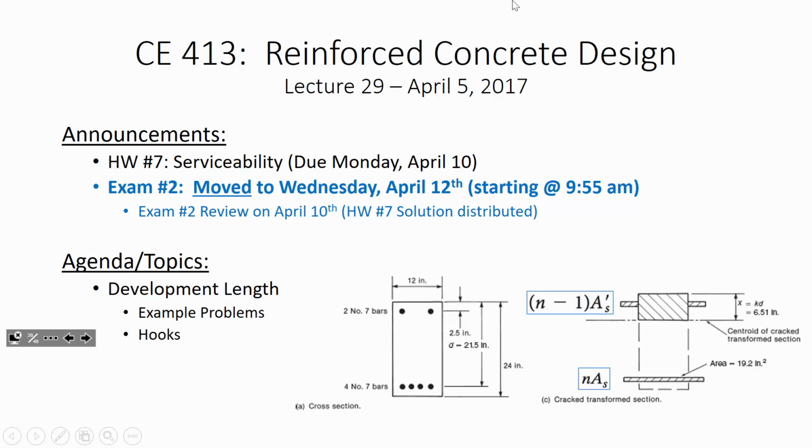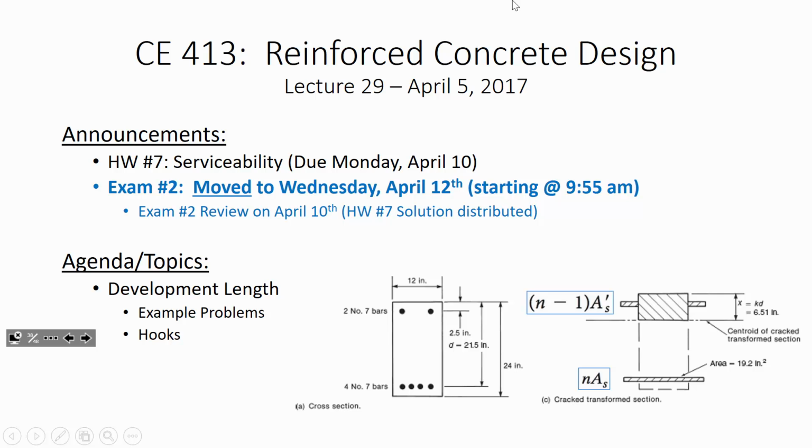Okay. A couple things. So you all have homework 7 due on Monday. I did want to give you a point of clarification so that you were able to attack problem 2. Problem 2 is a doubly reinforced section. I just pulled a section to sort of clarify what's going on.